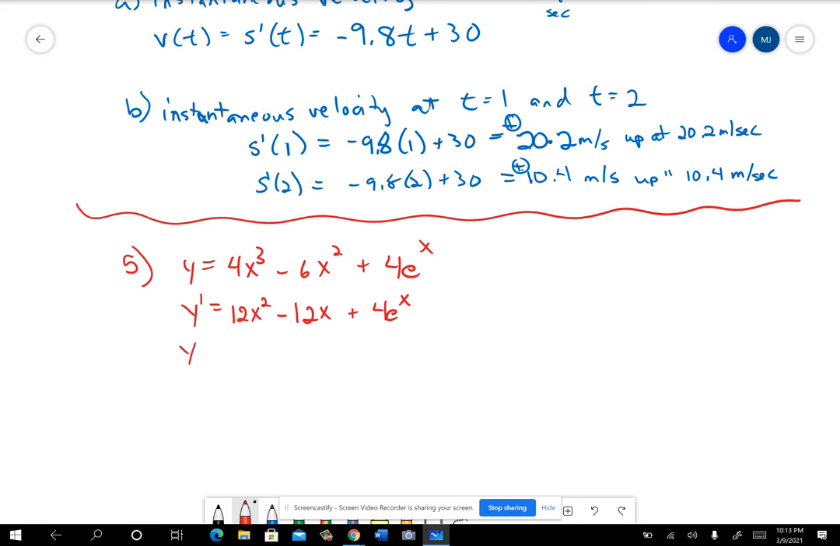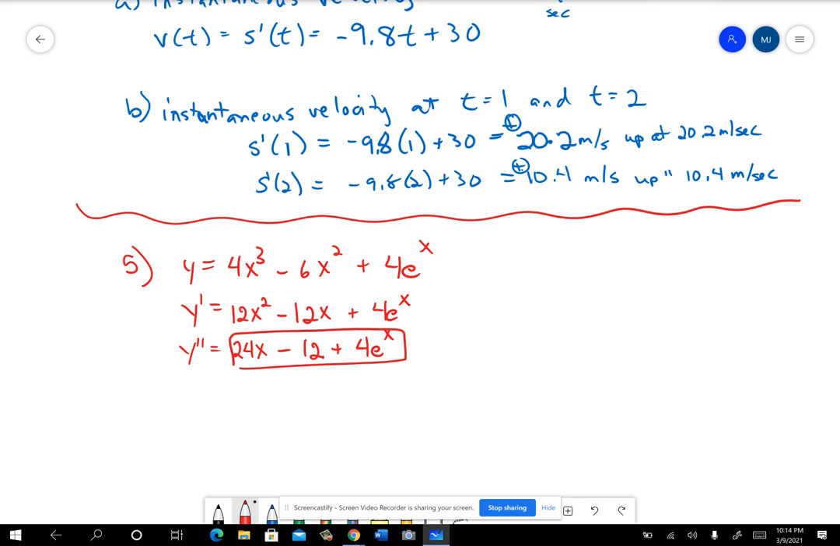And then you've got to do y double prime. So that means you have to go again. So this becomes 24x minus 12, but then also the 4e to the x. And they just wanted the second derivative. We're not trying to do anything else, so that's going to be your answer on that one.